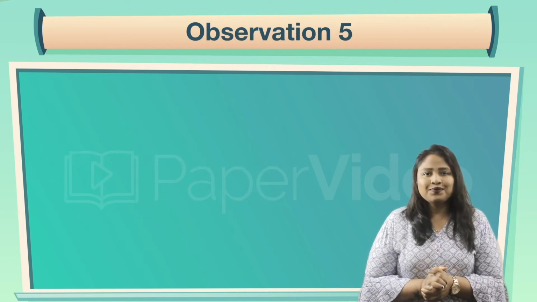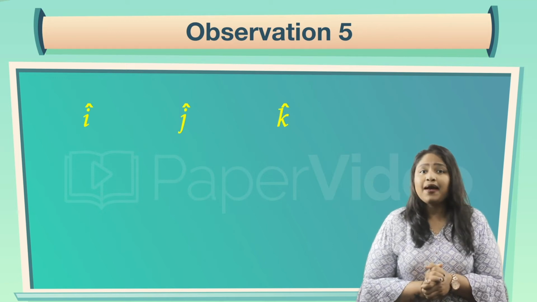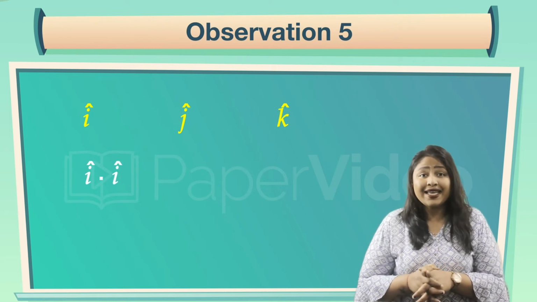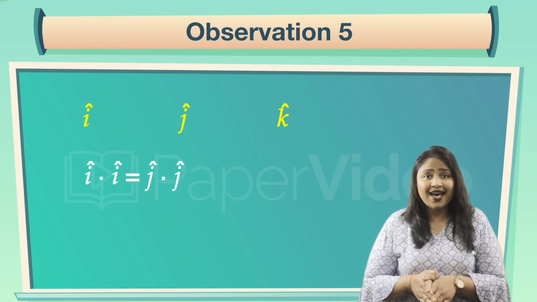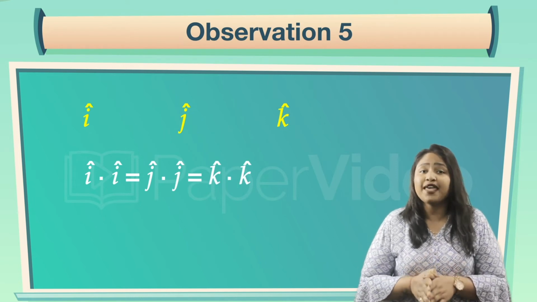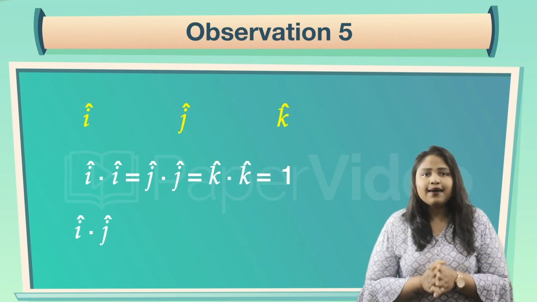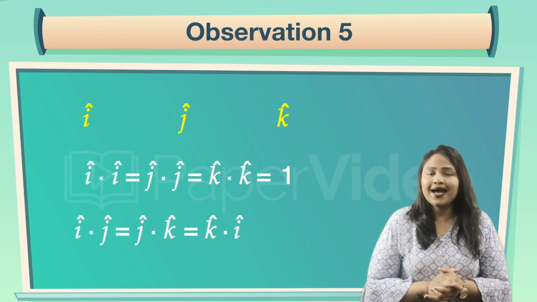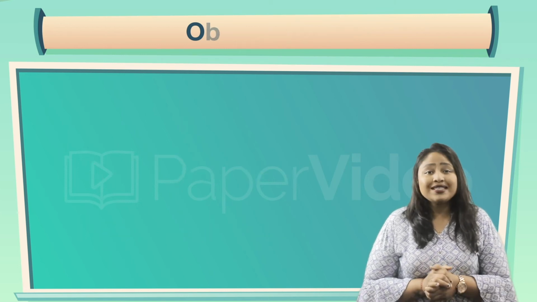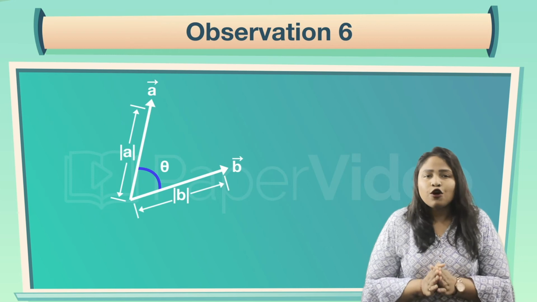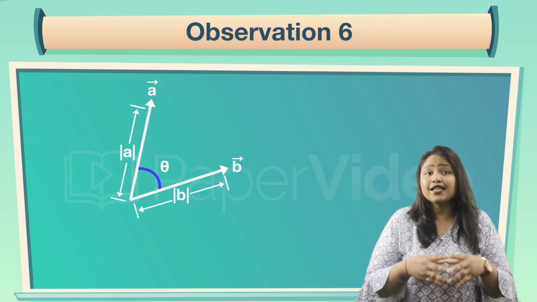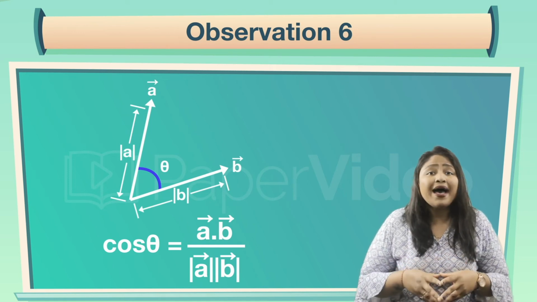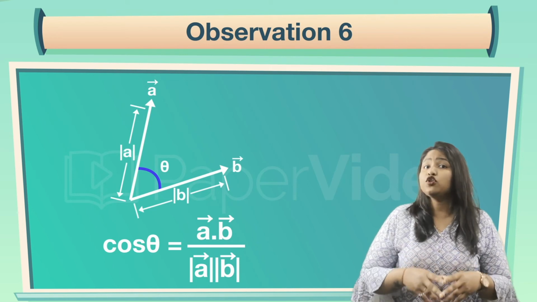According to the fifth observation, if i cap, j cap and k cap are mutually perpendicular vectors, then i cap dot i cap equals j cap dot j cap equals k cap dot k cap equals 1, and i cap dot j cap equals j cap dot k cap equals k cap dot i cap equals 0. According to the sixth observation, the angle between two non-zero vectors A and B is given as cos theta equals vector A dot vector B upon magnitude of vector A times magnitude of vector B.